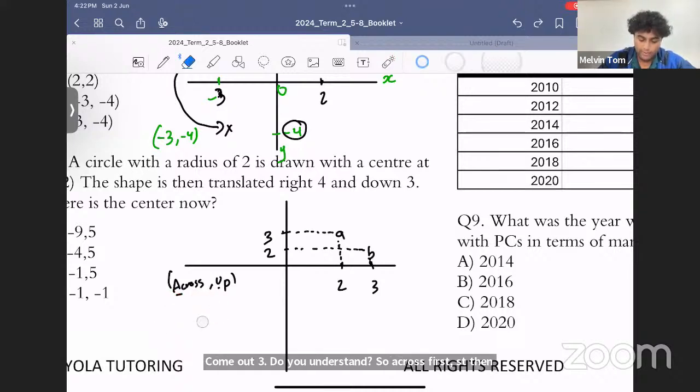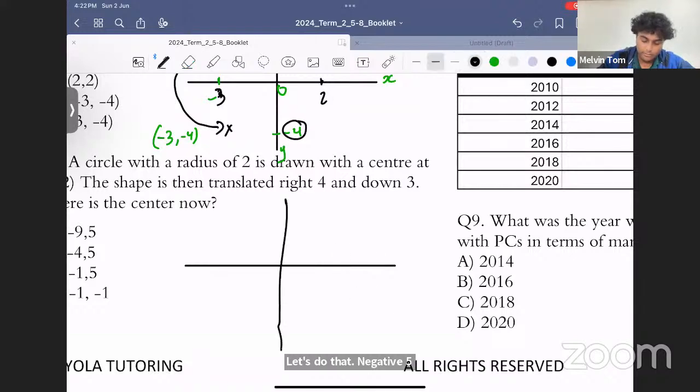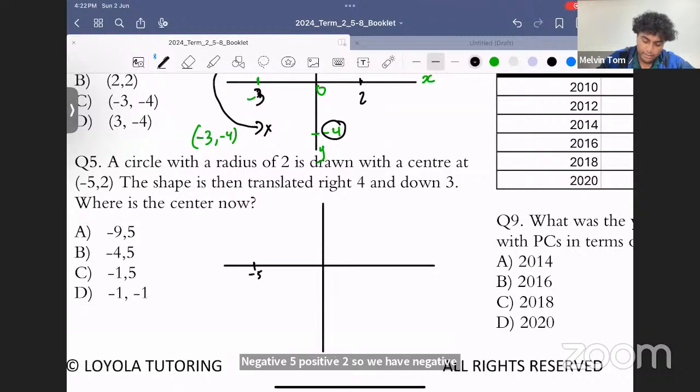So for this question, we have a circle at -5, +2. So we have -5 here, and then +2 here. So we have a circle at this coordinate. And then it says that the shape is translated right 4 and down 3. What is the center now? So when it goes right 4, it goes 1, 2, 3, 4. So it's at -1, +2.